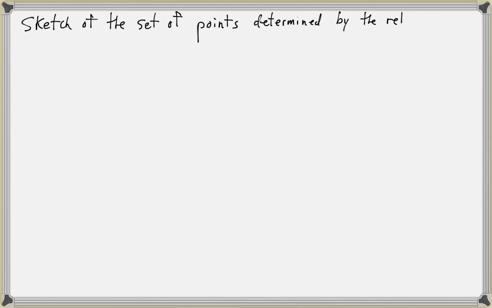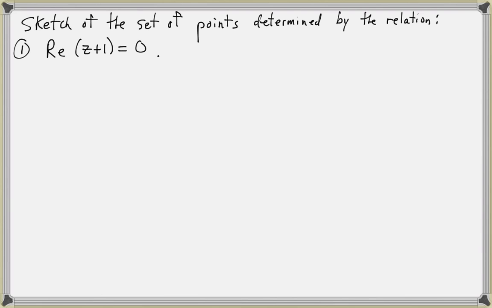So we'll end this lecture with a few visual examples of sets of points in the complex plane. So let's draw a sketch of the set of points determined by the relation first. Let's look at the relation real part of z plus 1 equals 0.